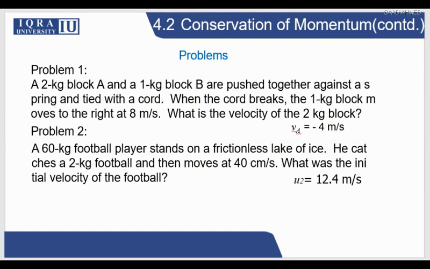All right, there are some more problems which I want you to do for conservation of momentum. A 2 kilogram block A and a 1 kilogram block B are pushed together against a spring and tied with a cord. When the cord breaks, the 1 kilogram block moves to the right at 8 meters per second. What is the velocity of the 2 kg block? You have the answer here. You have to do the mathematics, the calculations, and confirm your answer.